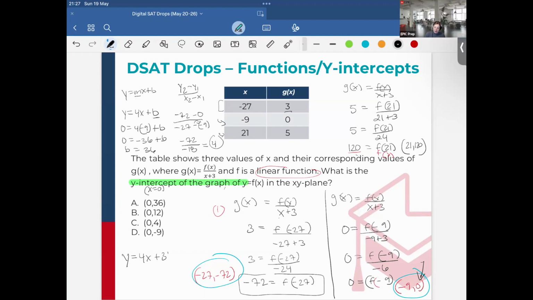Remember, the y-intercept is the b value, when x is equal to 0, and that correlates directly to 36. So that was a great one.